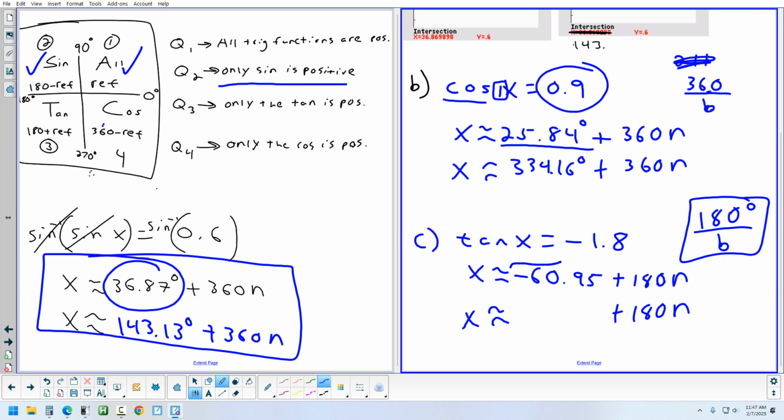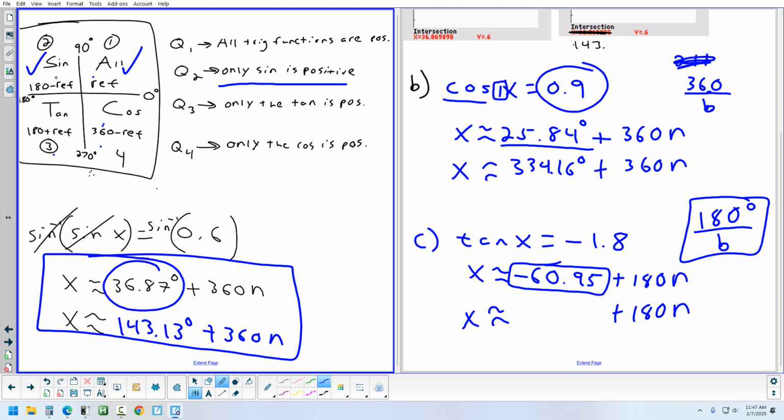And what do we call this again? This is your what angle? Reference angle. And what did we say about the reference angle? It always has to be what kind of number? Positive. It has to be positive. So when we use it as a reference angle, it's fine to write it like that for the answer. That's right. But when you use it to get your other answer, use 60.95. Okay, reference angle is always positive.